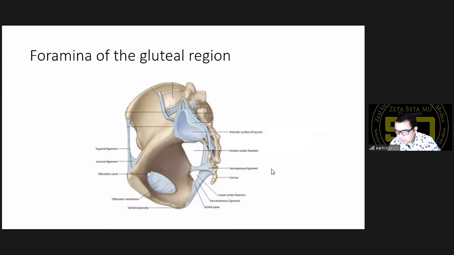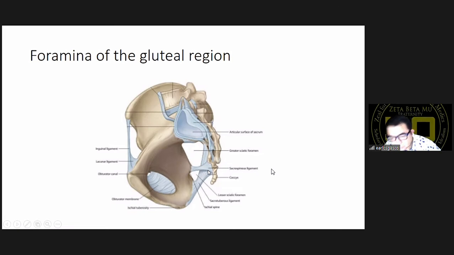Okay, next we go to the foramina of the gluteal region. Two important foramina in your gluteal region: the greater sciatic foramen and the lesser sciatic foramen. Note that before the ligaments are placed, these are only called the greater sciatic notch and the lesser sciatic notch. But when you put the two ligaments, they become foramina already. So ganun ka-importante yung sacrotuberous and sacrospinous ligament in terms of your anatomic layout.